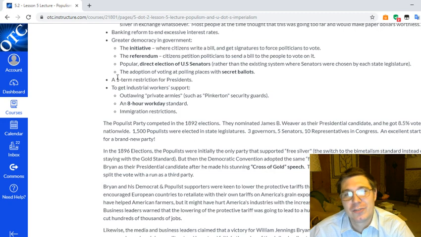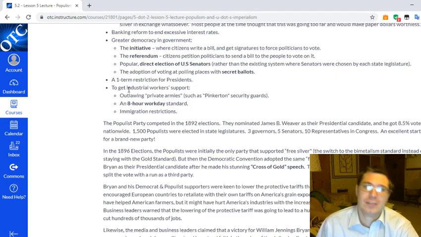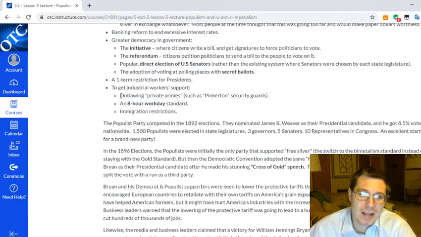They also wanted a one-term restriction for presidents, I guess to try to decrease corruption, so presidents can just follow their conscience and not have to worry about being reelected and have to make all sorts of deals to do that. And also to get industrial workers into their coalition, the Populist Party proposed outlawing private security guard firms like the Pinkerton detective agency, what were called private armies at the time. The Populists proposed an 8-hour workday standard and also immigration restrictions.